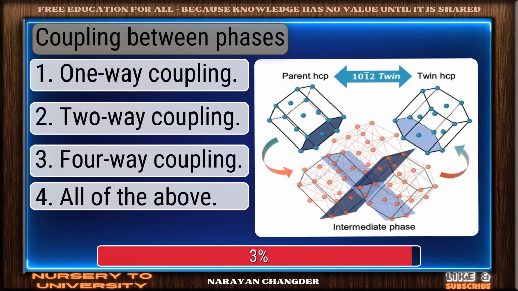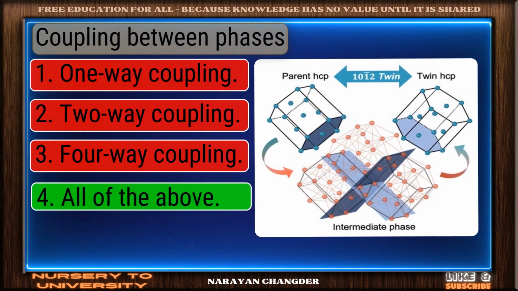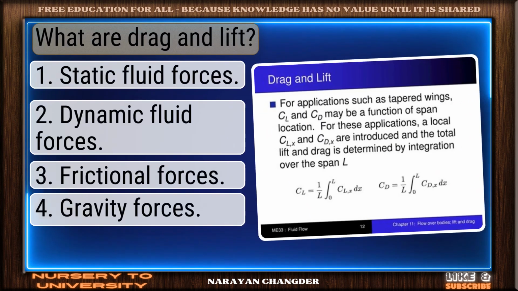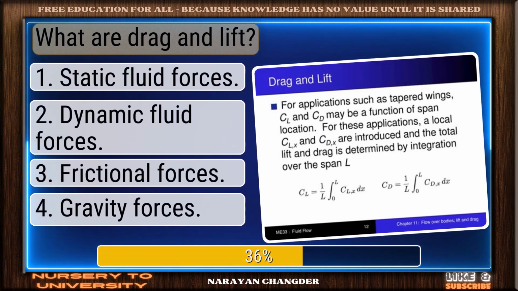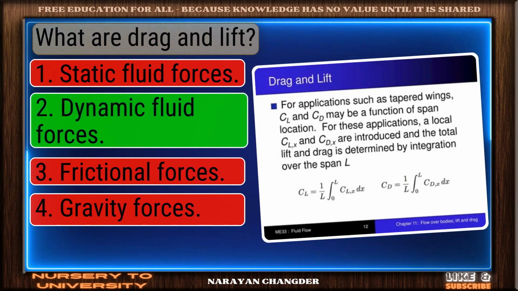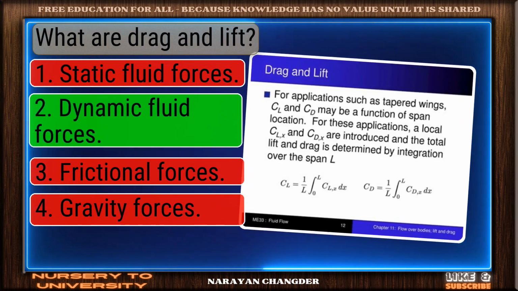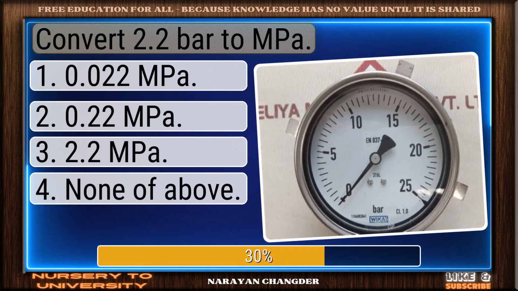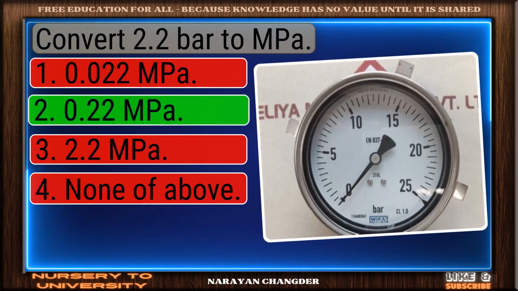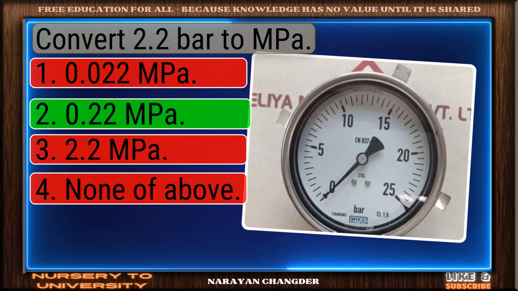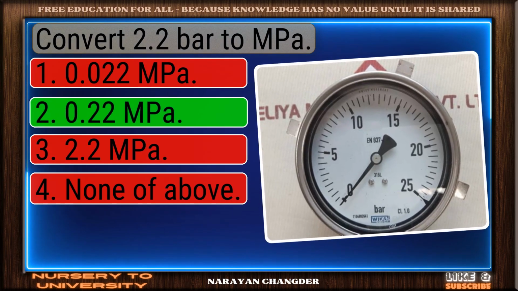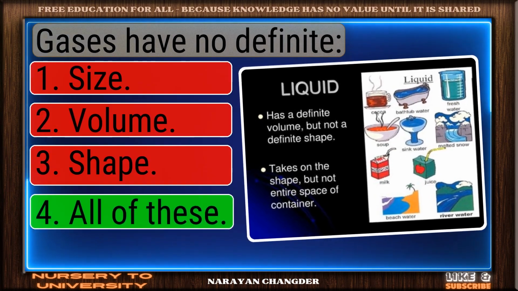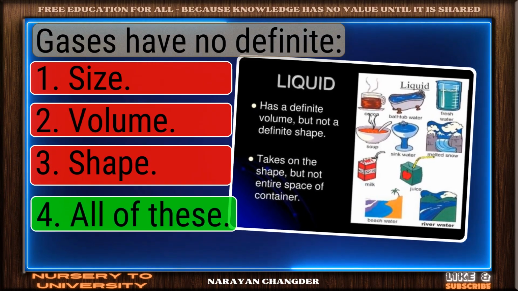Coupling between faces. Solid response. All of the above is a valid choice. Water drag and lift. Smart pick. Dynamic fluid forces is the correct choice. Convert 2.2 bar to Pa. Correct response. 0.22 MPa is the most accurate answer. Gases have no definite. Well picked. All of these is the correct answer.